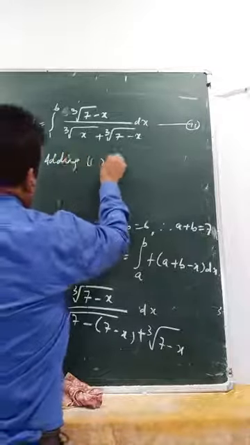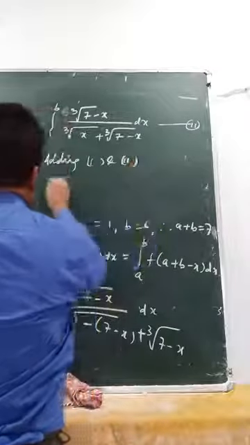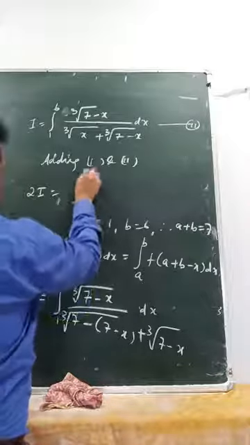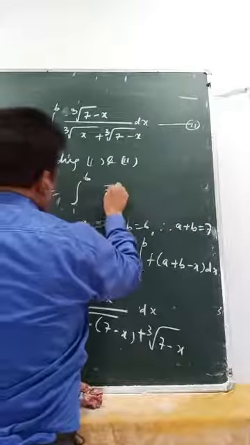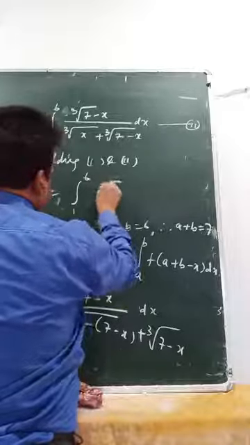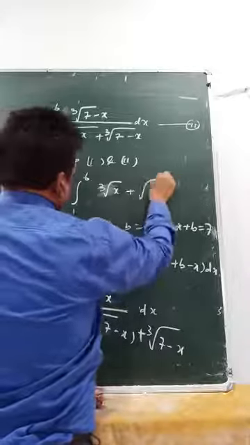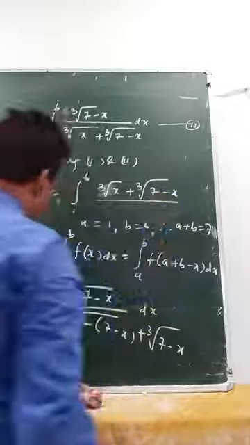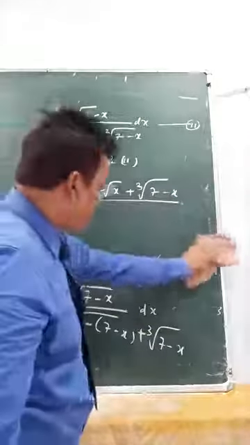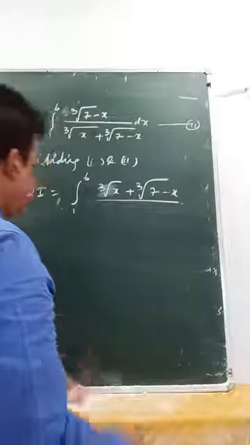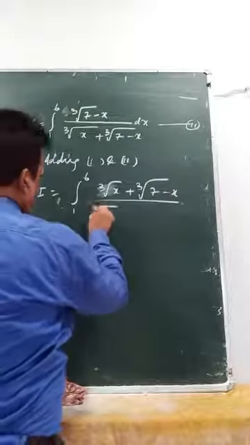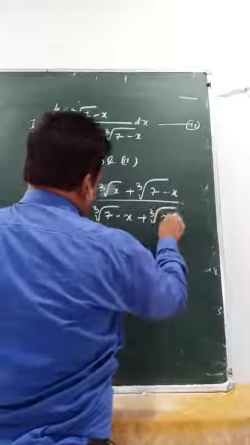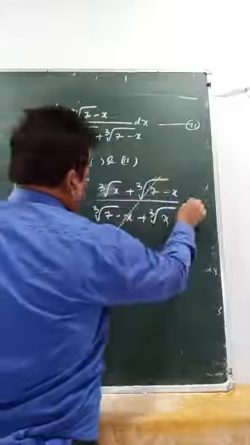Adding 1 and 2. 2y equals 1 to 6 of cube root of x, cube root of 7 minus x divided by cube root of 7 minus x plus cube root of x. Same thing, you can cancel.